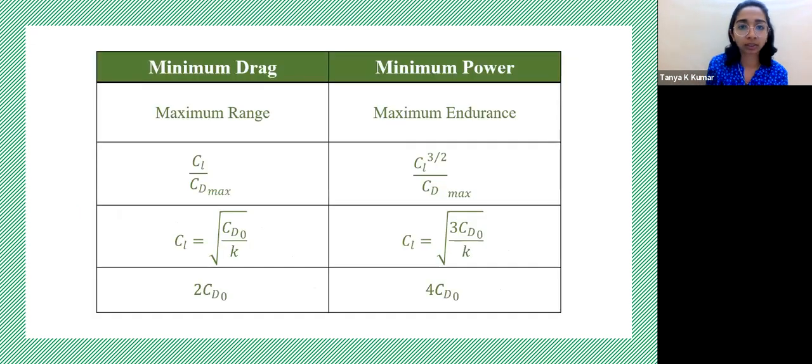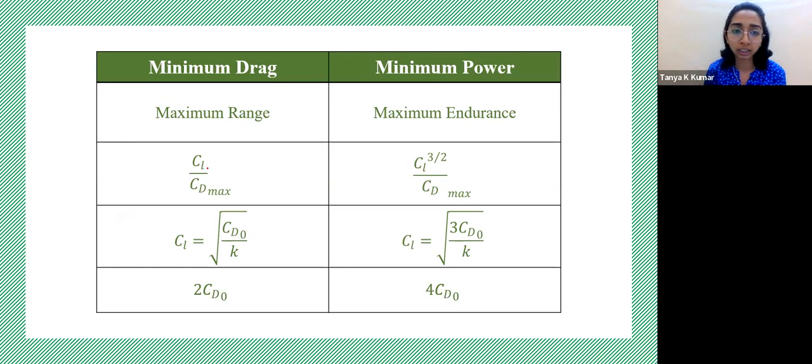Now this is just a comparison between the two cases that are discussed throughout the course, that is minimum drag and minimum power condition. Minimum drag or minimum thrust required is the one that gives you maximum range. When you minimize drag, you get maximum range. And when you minimize power, you get maximum endurance.